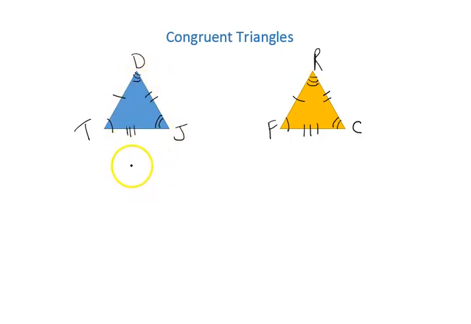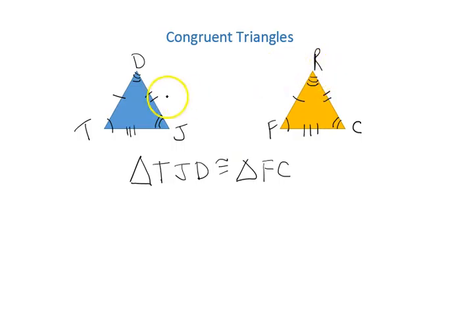Sometimes you're asked to write a congruence statement about the triangles that are congruent. For the first one, you can just write the letters down in any order you want. I'm going to write TJD. But when you say that that is congruent to this other triangle, this yellow one over here, I need to match up the parts in the same order that I have them here. So I need to find what T matches with. Well, T matches with F, so we're going to start with that. J matches with C, so that'll be second. And D matches with R, so that'll be third. So this will be my congruence statement for these triangles.